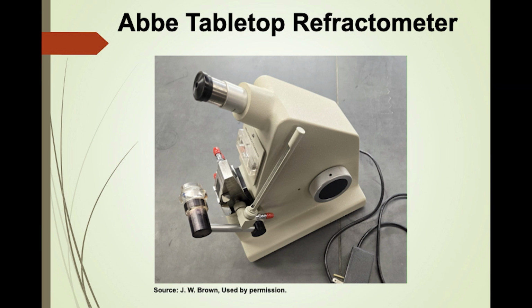The typical cost for a good quality analog field refractometer will be in the $125 to $200 range. A good digital field refractometer will cost $200 to $400. A high accuracy Abbe tabletop refractometer will cost in the $4,000 to $7,000 range.